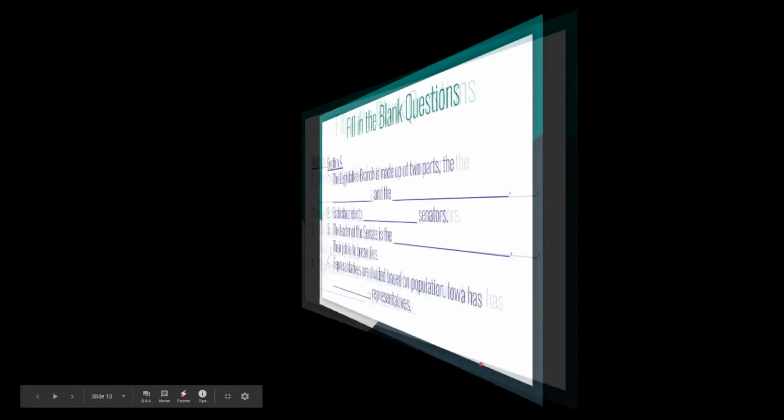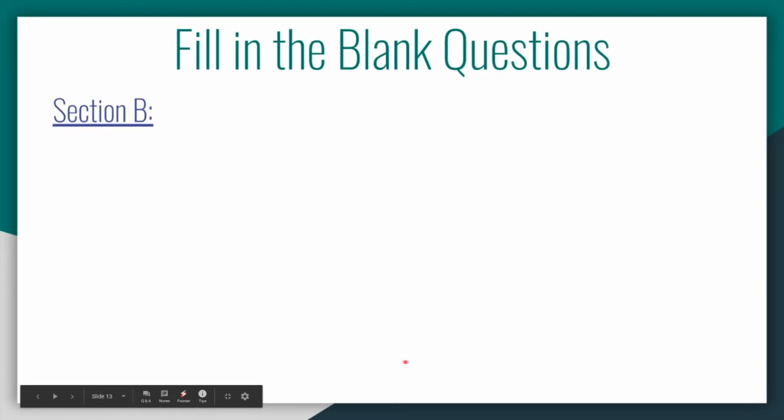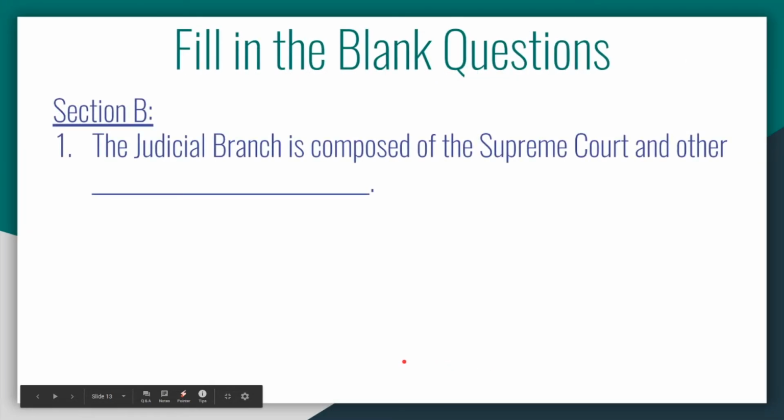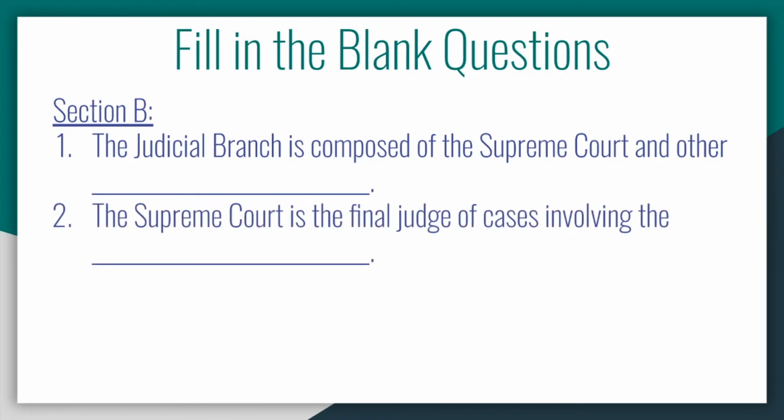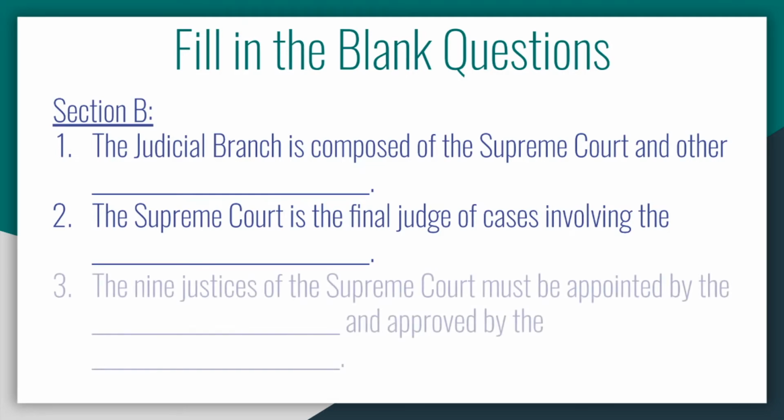Okay. Now we move on to section B. Question 1. The judicial branch is composed of the Supreme Court and other blank. Number 2. The Supreme Court is the final judge of cases involving the blank. And question 3. The 9 justices of the Supreme Court must be appointed by the blank and approved by the blank.